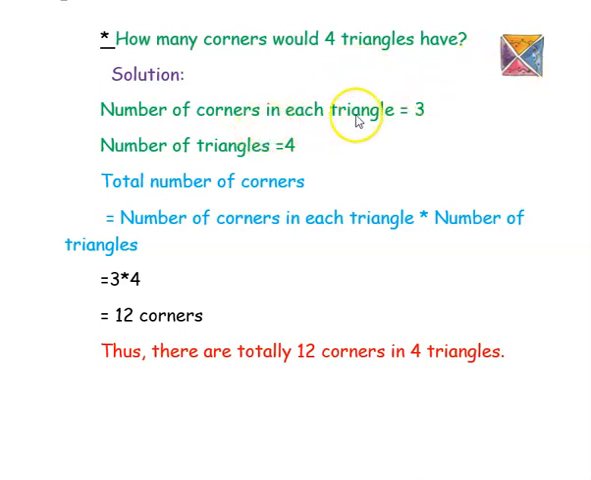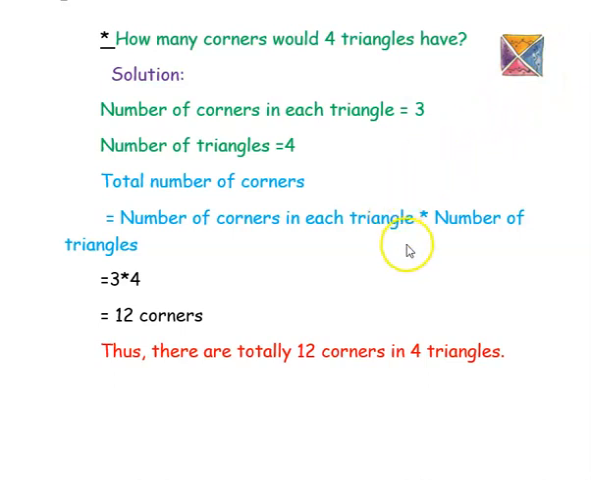So number of corners in each triangle is equal to 3. You know that, right? 1, 2, 3. So all the triangles will have 3 corners. So number of triangles here is 1, 2, 3, 4 triangles. So total number of corners, how will you find out? Instead of adding 1, 2, 3, 4, 5, 6 like that, we are going to do repeated addition.